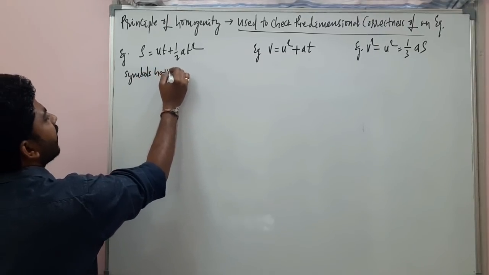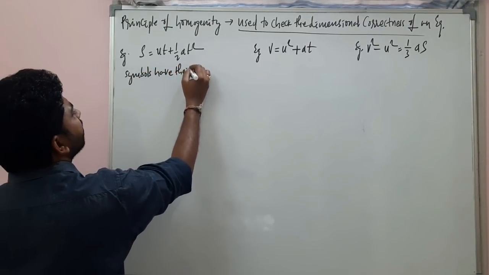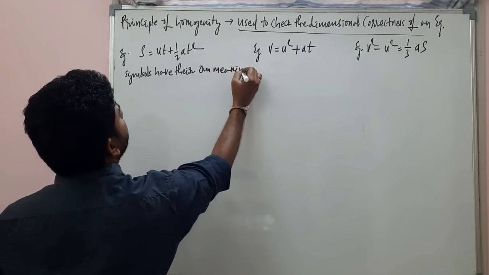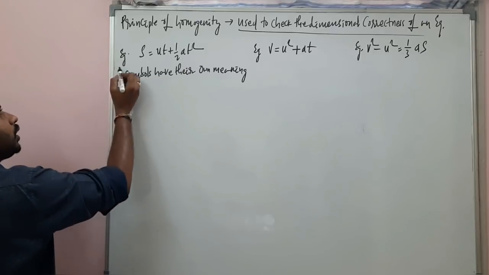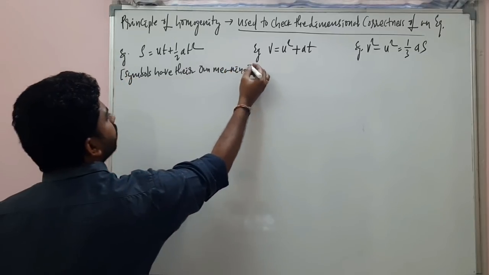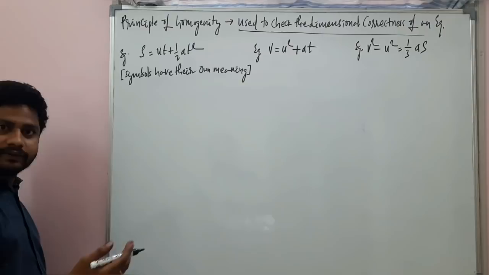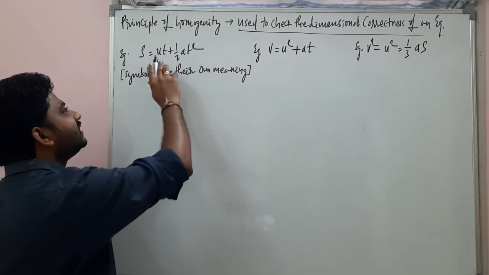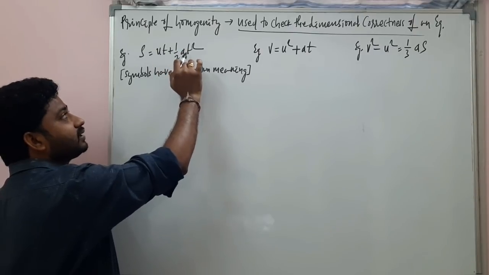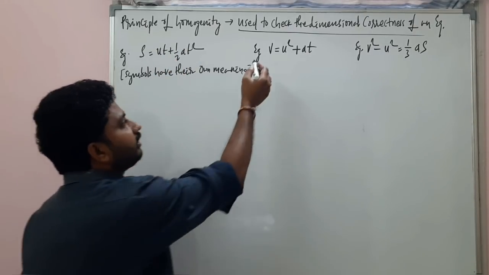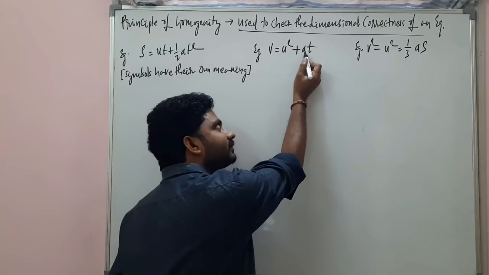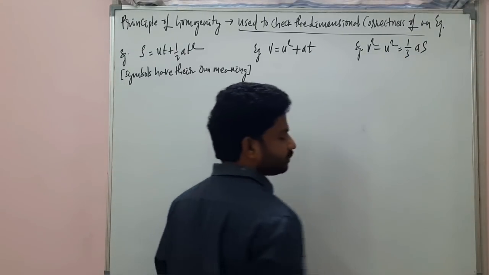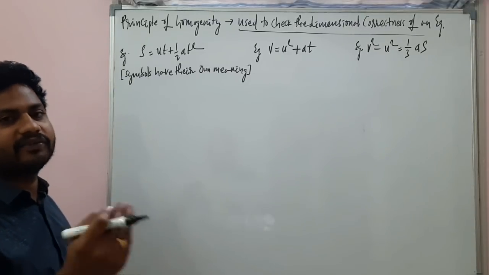Symbols have their own meaning. So what is meant by symbols have their own meaning? That means S is the displacement, U is initial velocity, T is time, A is acceleration, V is final velocity, like that. Symbols have their usual meaning.